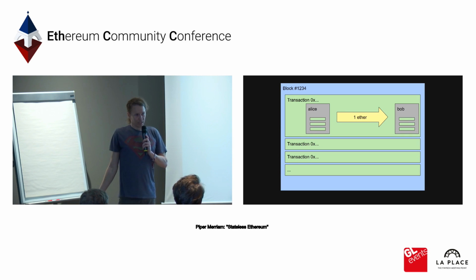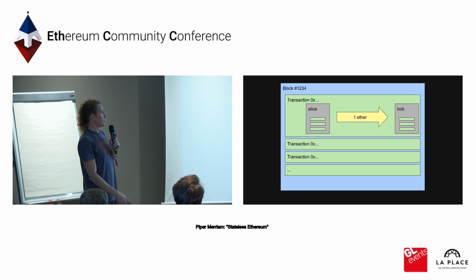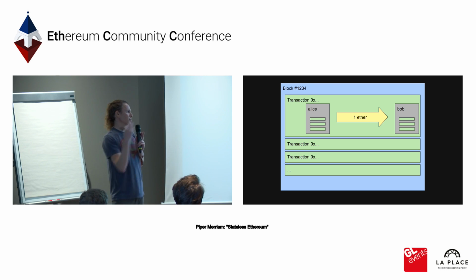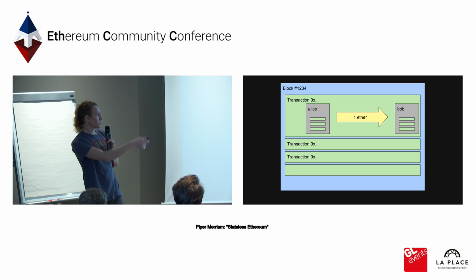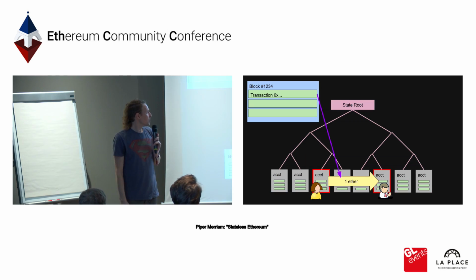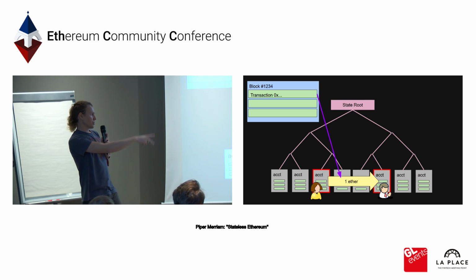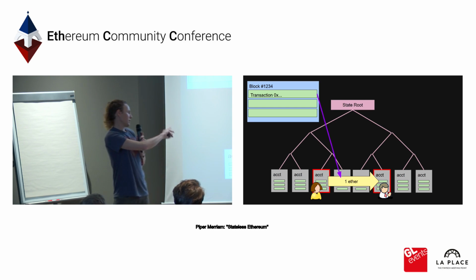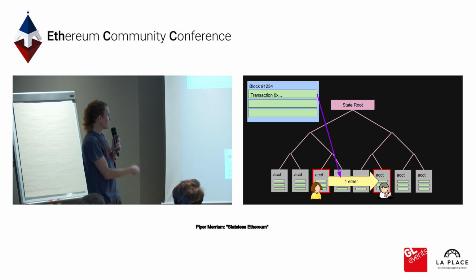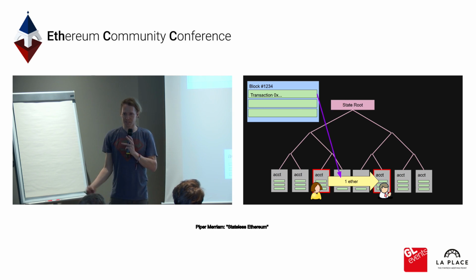In the blockchain, we have blocks. Blocks are made up of transactions, and transactions modify the state. Here we have a block with a transaction where Alice sends Bob 1 Ether. When we execute this block, we change some of the state. Alice's account has 1 Ether deducted. Bob's account has 1 Ether added. Voila, we have executed this transaction and done a state transition.